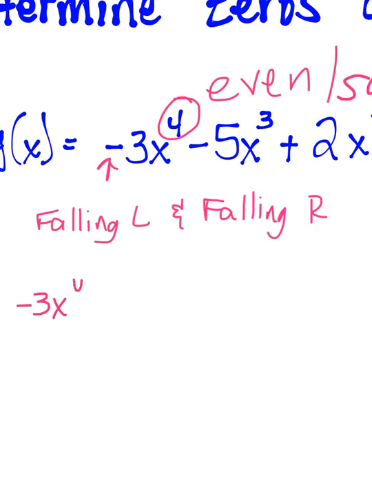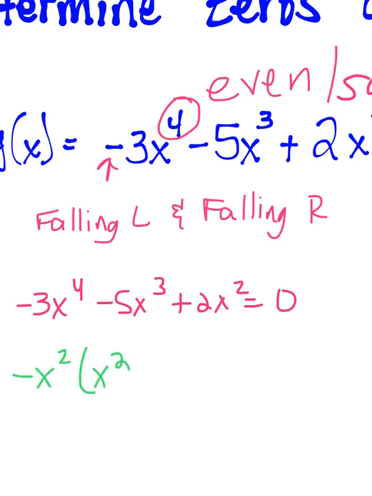So now if I'm going to find the zeros, 3x to the 4th minus 5x cubed plus 2x squared equals 0. What do I do? Okay, what's the greatest common factor? I'm going to take out x squared. I'm going to take out negative since it leads with a negative. So when I do that, I'm left with x squared, what? Plus 5x. Then what? 3x squared plus 5x, then what? Minus 2. And now we factor.